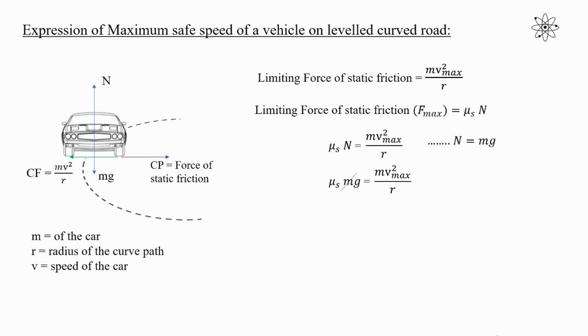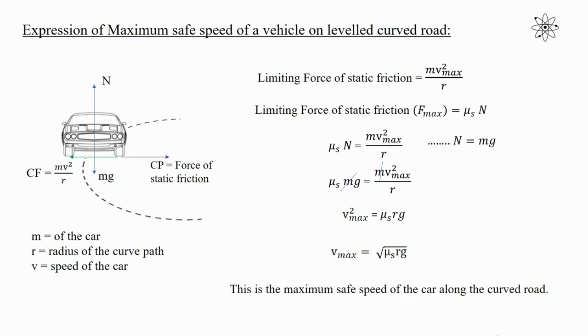Mass of the car gets cancelled. You have v square max is equal to mu s into r g. Therefore, v max is equal to under root of mu s r g. This is the maximum safe speed of the car along the curved road. Now let's discuss what happens if the speed of the car increases beyond the v max.